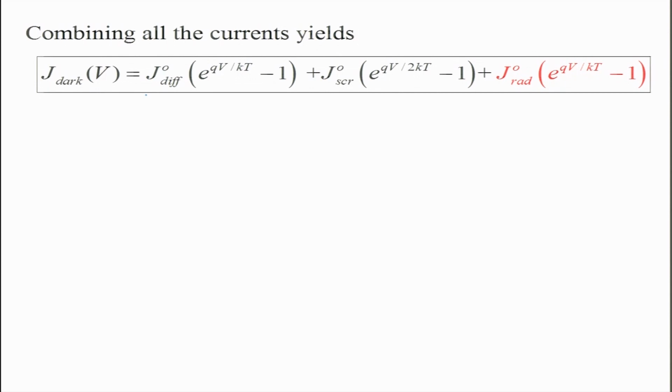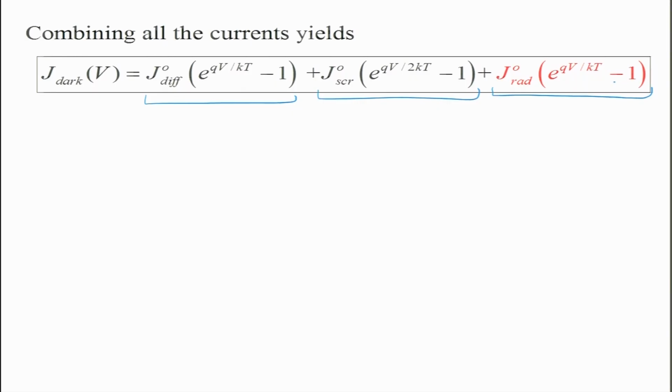So if you combine all the two things together, J dark has a diffusive component, this is the diffusive component, this is the space charge component, and there is another component that we have added here, which is because of radiative recombination, which will always occur. Radiative recombination is present in all the semiconductors. As a result, especially in the direct band gap semiconductor, radiative recombination is very prominent. So another term which is added ad hoc, whose dependence goes as exp(qV/kT) minus 1.